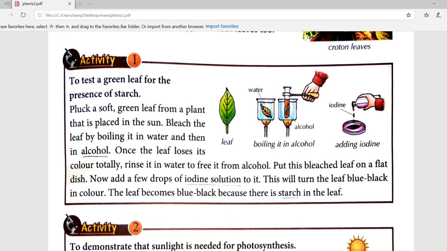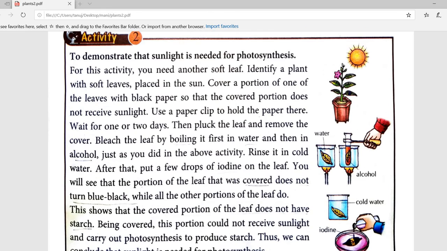Okay, now the next activity is: how can we show that sunlight is necessary for the process of photosynthesis? The plants make their own food, and that process is called photosynthesis. How can it not be done without sunlight?